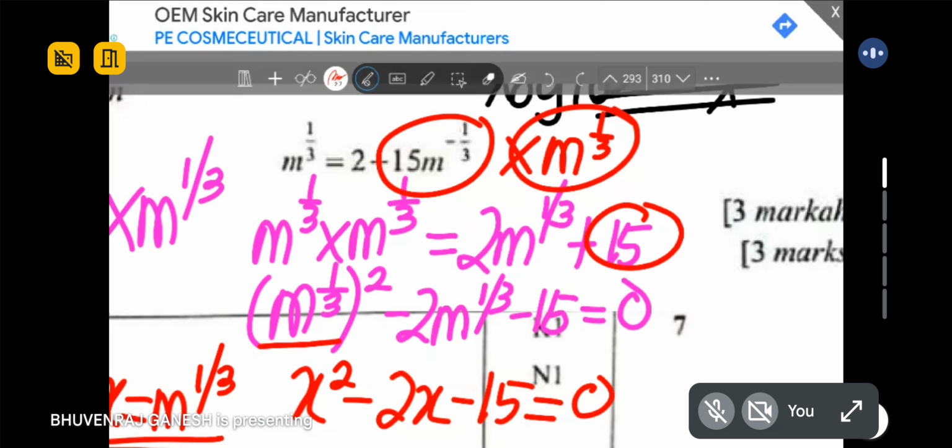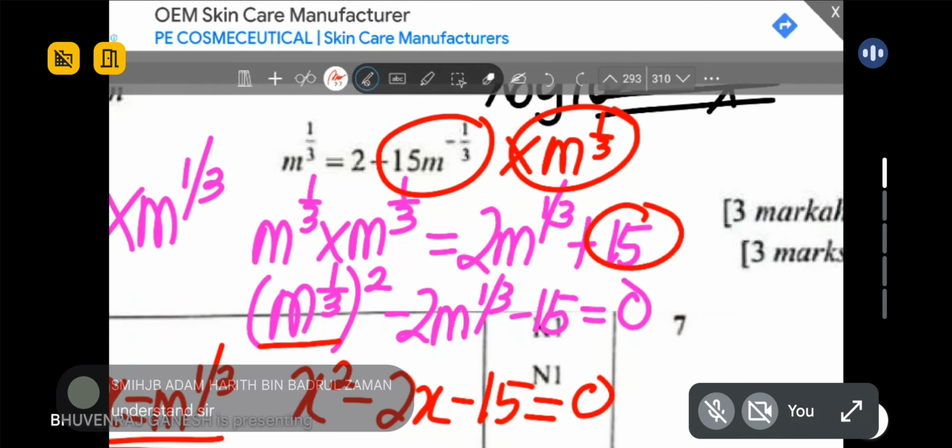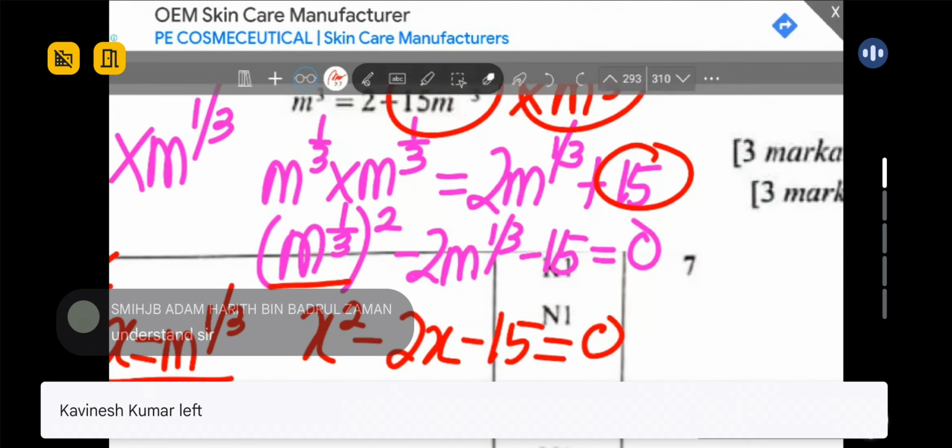Do you understand, guys? With too many questions, you will know why you do it like that. You will get the experience. When you see this kind of equation, okay, I must times by m power 1 over 3. You will get the concept. You must try many types of questions. Cuba banyak soalan. You will get the experience.